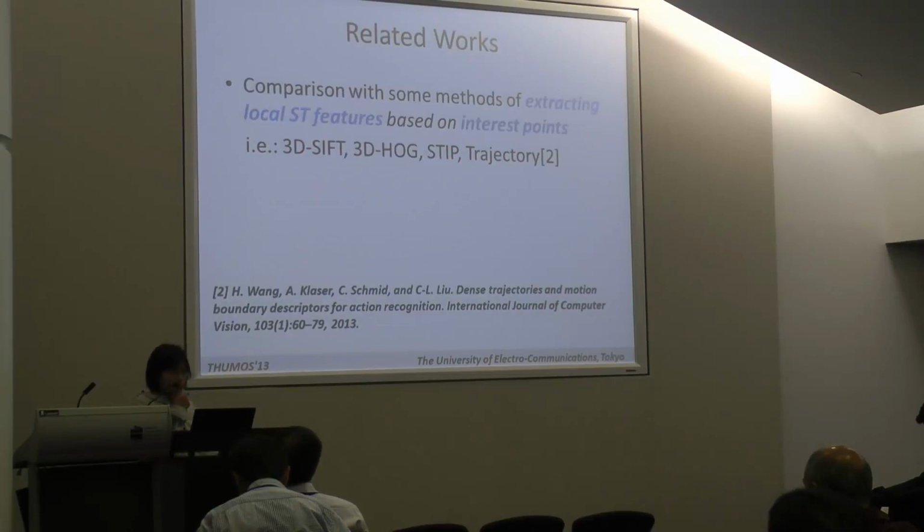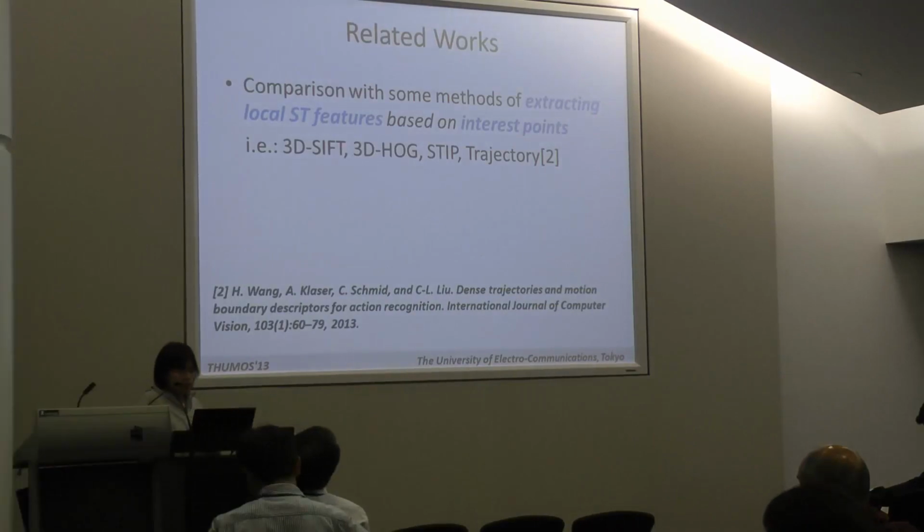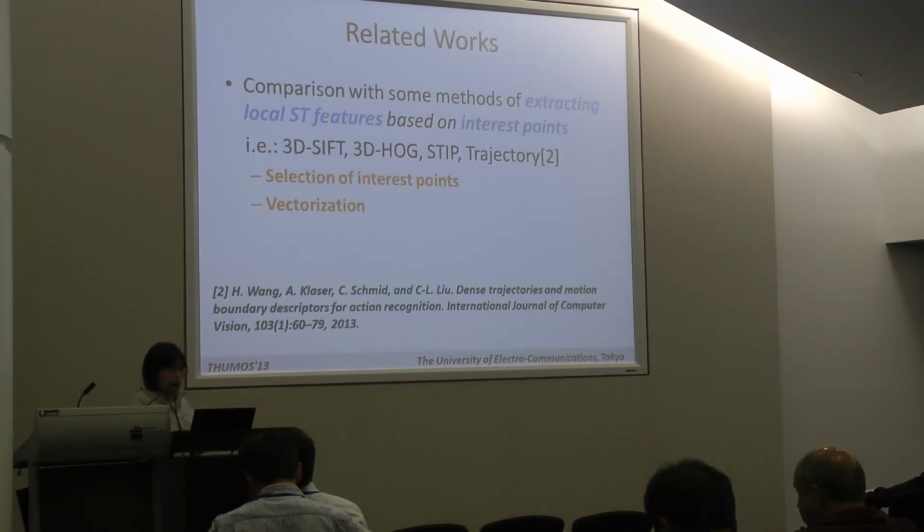Here I want to compare our work with some works that also extract low-level spatio-temporal features based on interest points. Here I list only some of them: 3D SIFT, 3D HOG, STIP, and trajectory. Here the trajectory means dense trajectory-based features as described in Wang et al.'s paper. There are two points that I want to compare. First, the selection of interest points, and then the vectorization of the features.